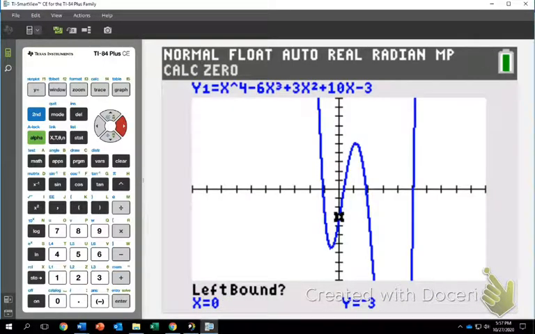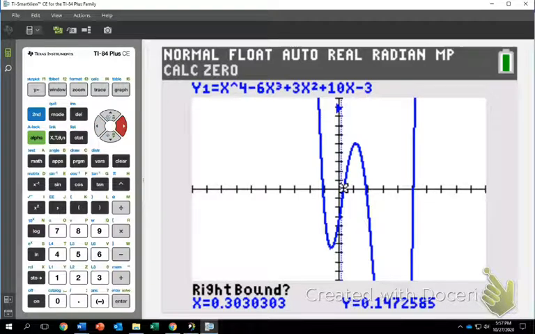Okay, so I'm going to the intersection, going to the left one, enter, back to the intersection, to the right one, enter, enter, and I get 0.3 rounded. All right, one more time. Second trace 2. All right, going to my intersection, to the left 1, go back to the intersection and go to the right one. Enter, enter. And I get 1.8.